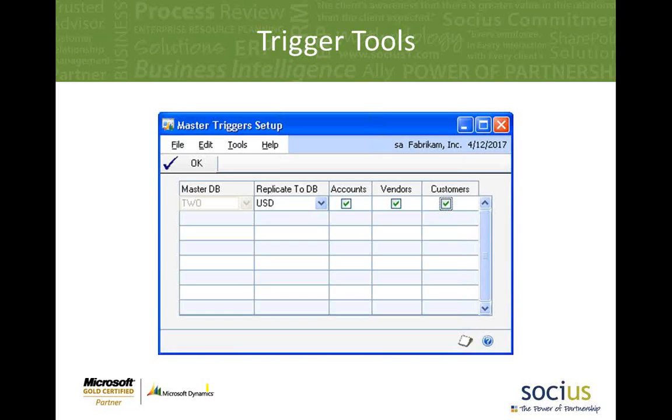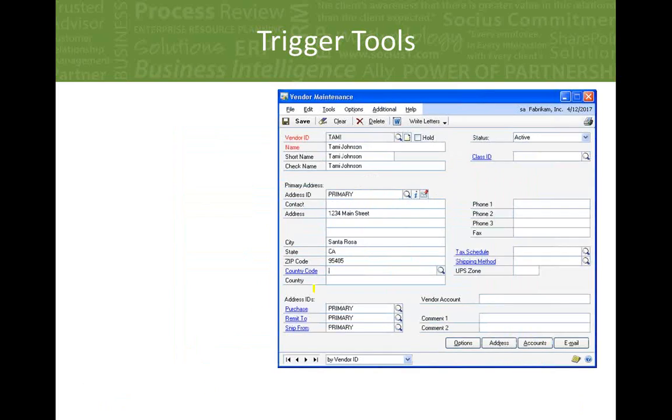When I add, and I've got all the boxes checked there, so when I add an account, a vendor, or a customer into Fabrikam, it automatically replicates to USD. And you can see you can have a list there. I would suggest using one master database and replicating across to all of the other databases. Don't try and chain them. Just do a one-to-one. And it's pretty simple.